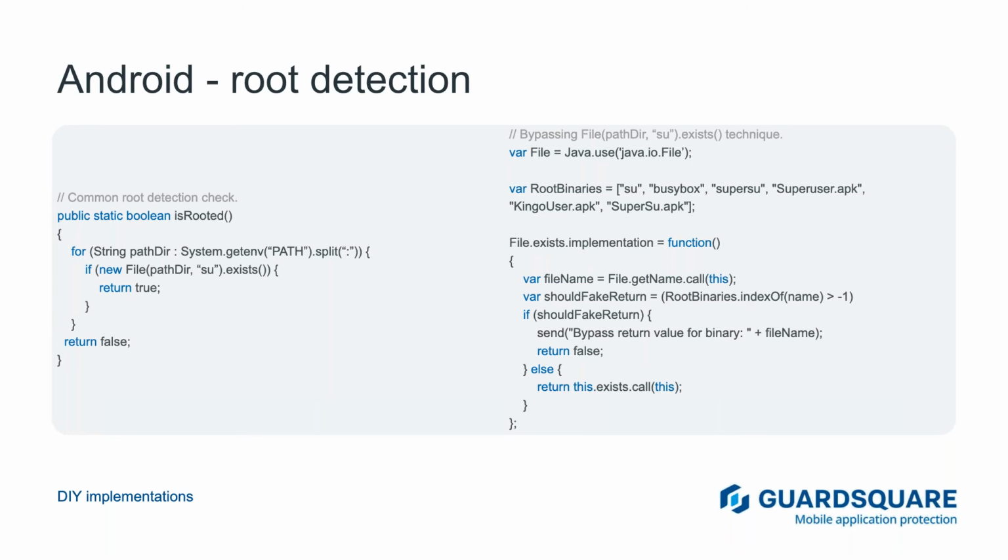You can hook this by hooking the file exists implementation and changing it in such a way that if somebody searches for these well-known root binaries, let's call them, you always return a value indicating that these binaries do not exist. This is actually something that's part of RootCloak, so it's easy to use. You can simply install RootCloak on your device and hide your root that way.